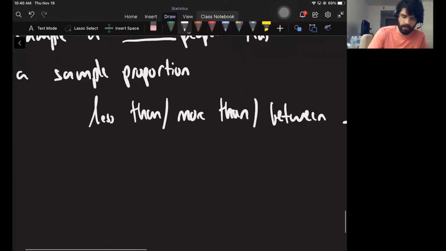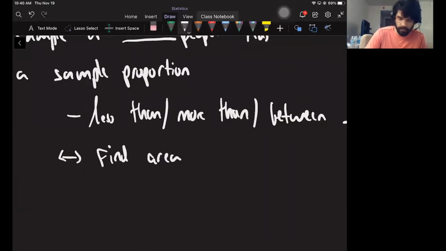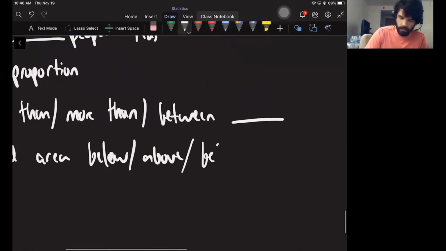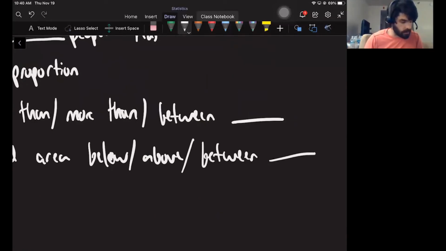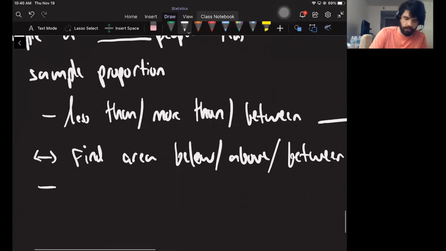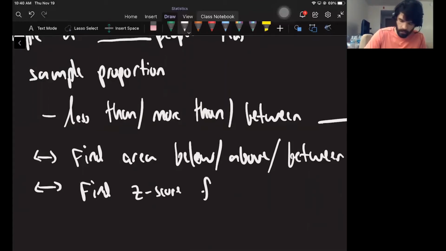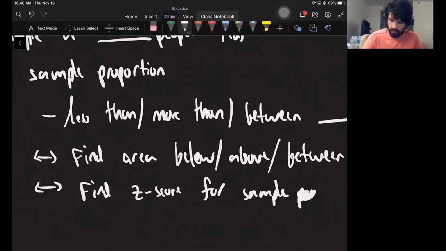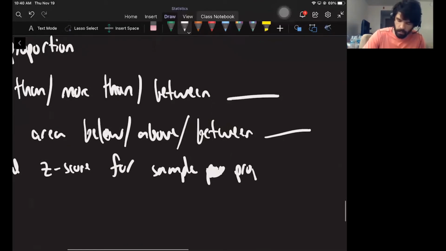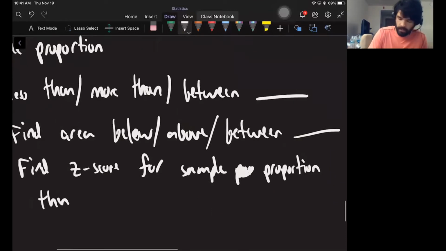And then it's really just the same as finding the area on this distribution I drew up there, the area below, above, or between blank, whatever it happens to be. And then this is just finding z-scores again and using that calculator. We find the z-score for the sample proportion, or for two of them if it's between, and then get the area using that same calculator.